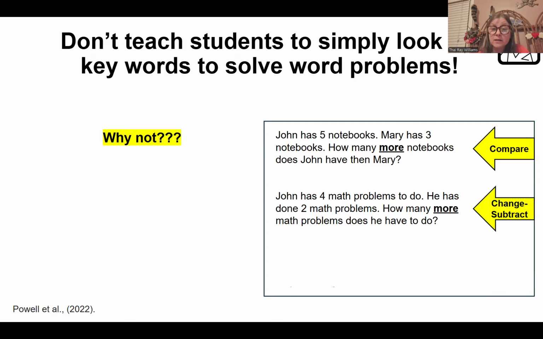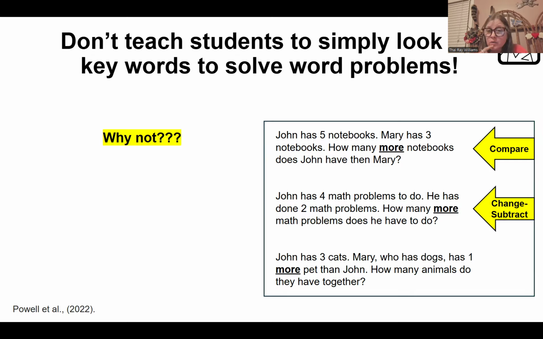All right, now let's look at a third one. John has 3 cats. Mary, who has dogs, has 1 more pet than John. How many animals do they have together? And if you look at this, this is a group word problem.